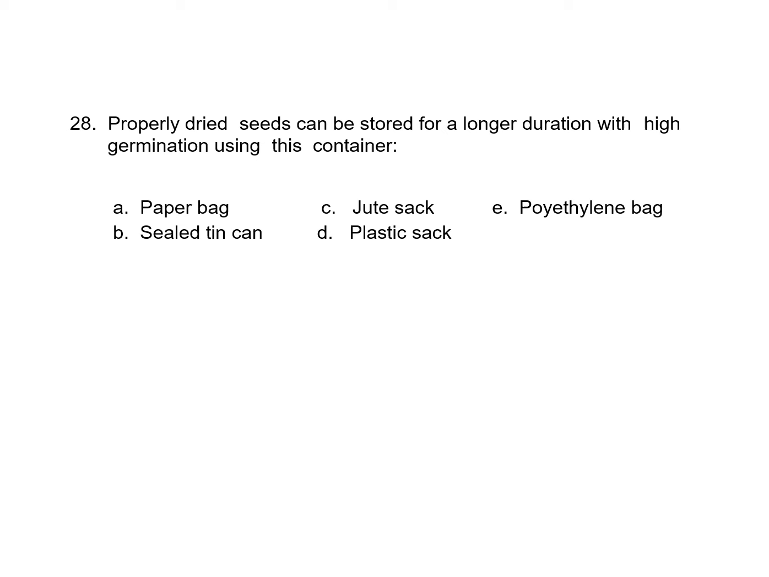Number 28. Properly dried seed can be stored for a longer duration with high germination using this container. A. Paper bag, B. Sealed tin can, C. Jute sack, D. Plastic sack, or E. Polyethylene bag. The answer is sealed tin can.